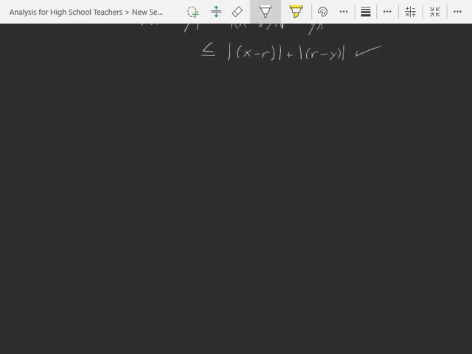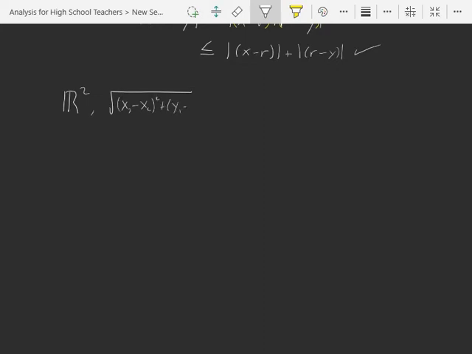Let's see another example. Let's look at R2 with the Euclidean metric, our standard way to measure the distance between 2 points in R2, which is the square root of x1 minus x2 squared plus y1 minus y2 squared, right? This is our very basic notion of distance in any algebra class that you probably taught in high school. And this is a very natural thing to start with. And so let's show that this is a metric.